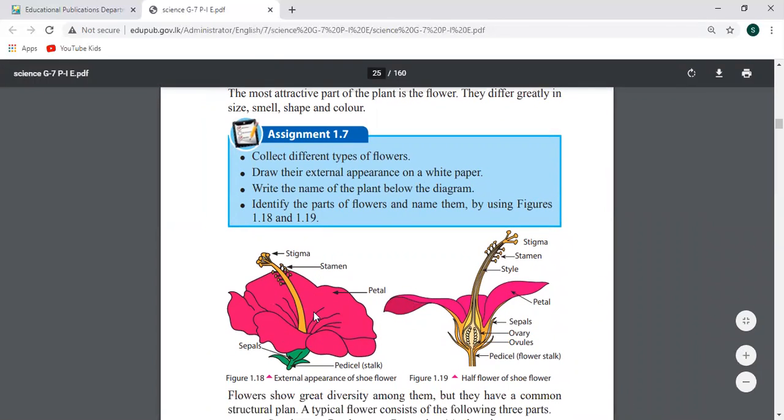As this is a shoe flower, there are female and male parts in a flower. So the stigma is here at the top, and the stamen divides like this, and these are the petals. The function of the petal is to attract insects.